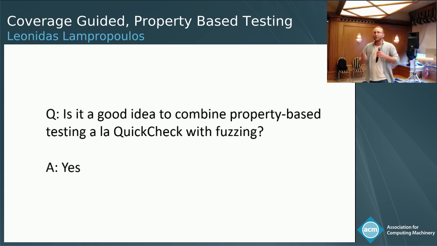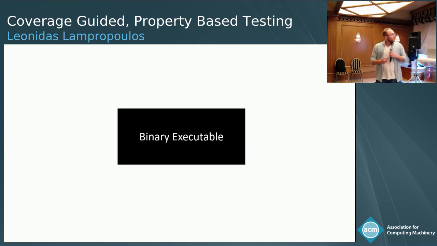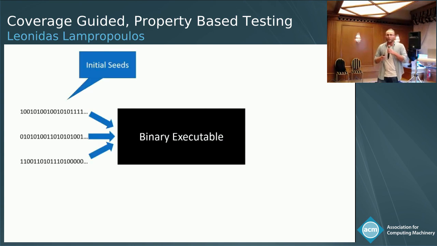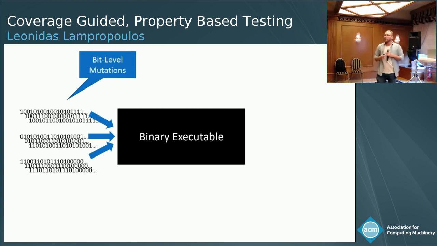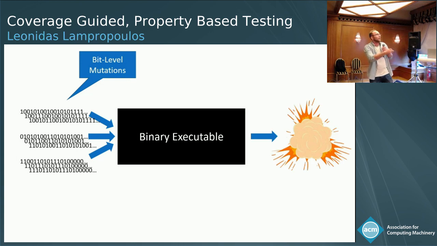But before I actually tell you why, let me give you a brief introduction to the two different techniques I described there. So welcome to Fuzzing 101. We start with a binary executable, and we feed it some number of random binary inputs. Then we generate more and more binary inputs in hopes that one of these inputs will lead to a crash.